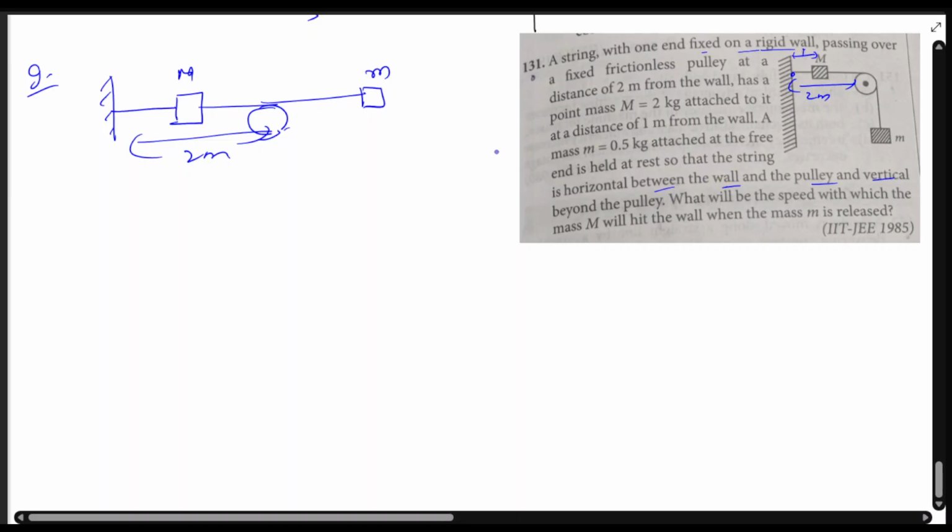Okay, now the situation is at rest. What will be the speed with which the mass m will hit the wall when the mass m is released? So if I release it, it will go like this, and this will hit like this, right? So this is our initial situation, and final will be like this. So this string is attached to it. The block will go here, and from here it is like this, and this pulley was fixed. The mass will go here.